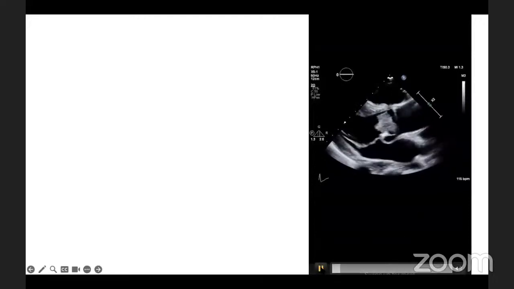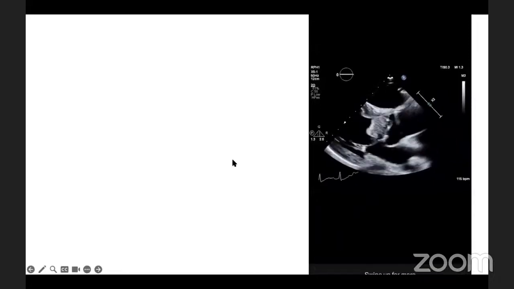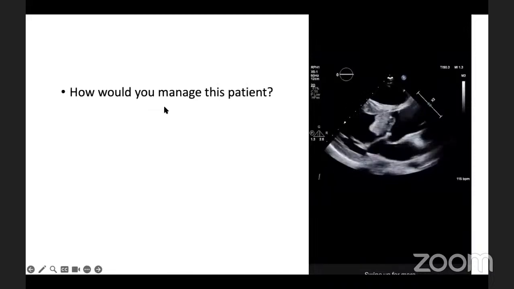Okay. Do you have another differential diagnosis? Clot. Okay. Well, for now, a fibroelastoma or even a clot usually attaches to the aortic valve. Okay, how would you manage this patient?